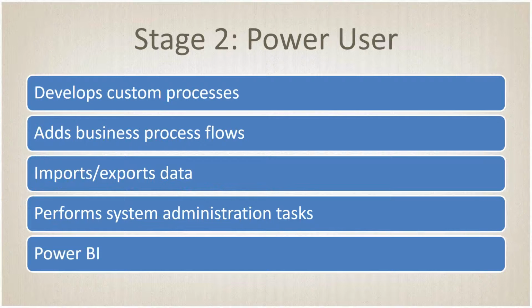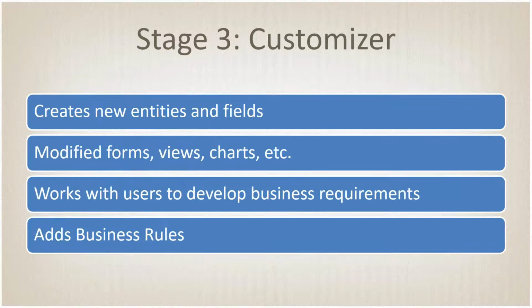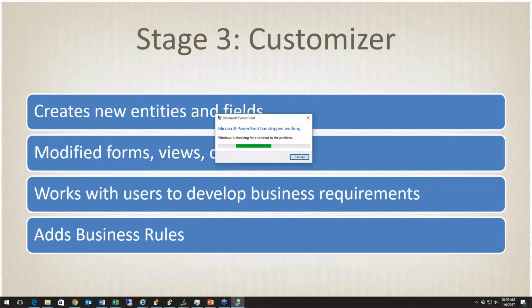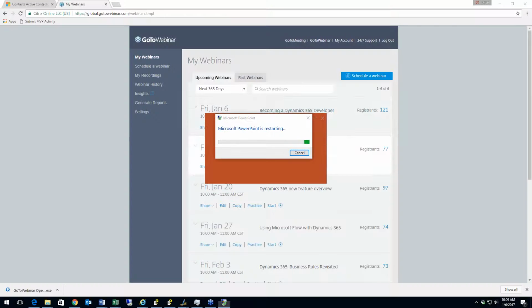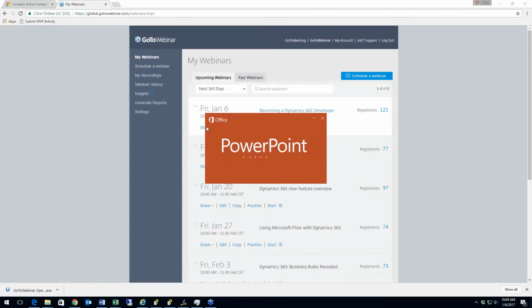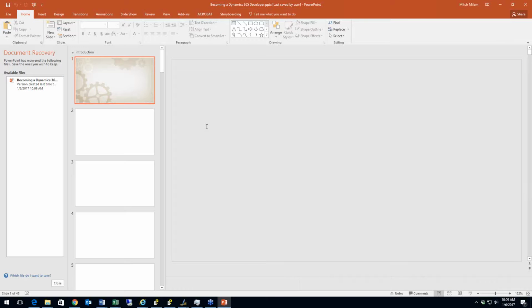So what I like to do is just, this is just some typical things. And again, your mileage will vary depending on what you're doing. Then we get into the customizer role, and we're going to have Outlook or PowerPoint restart on me. And part of the customizer role is creating new stuff. So we create entities and fields. We create views and forms and charts, etc.